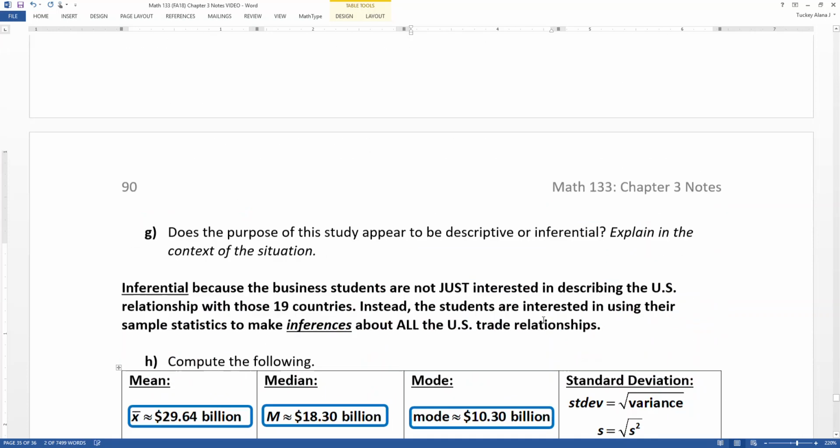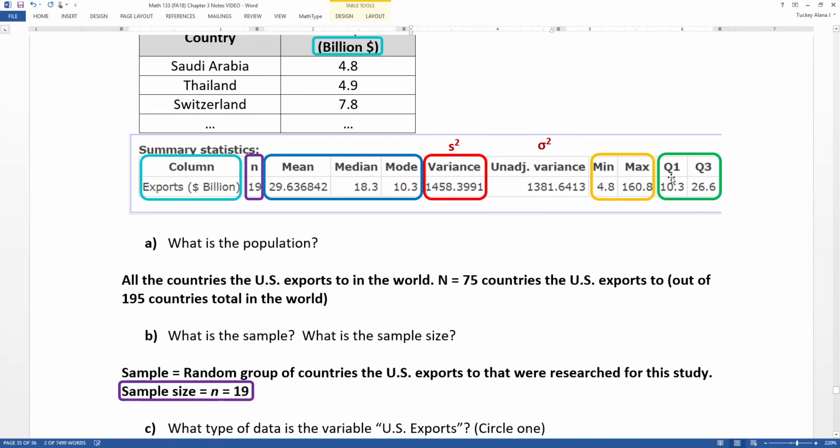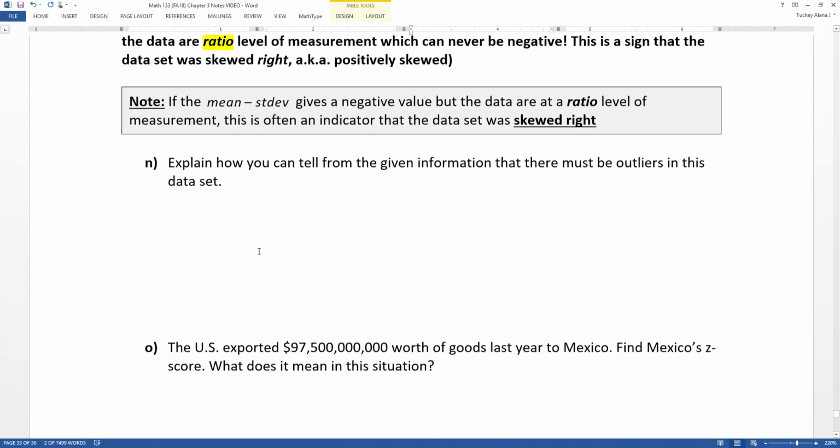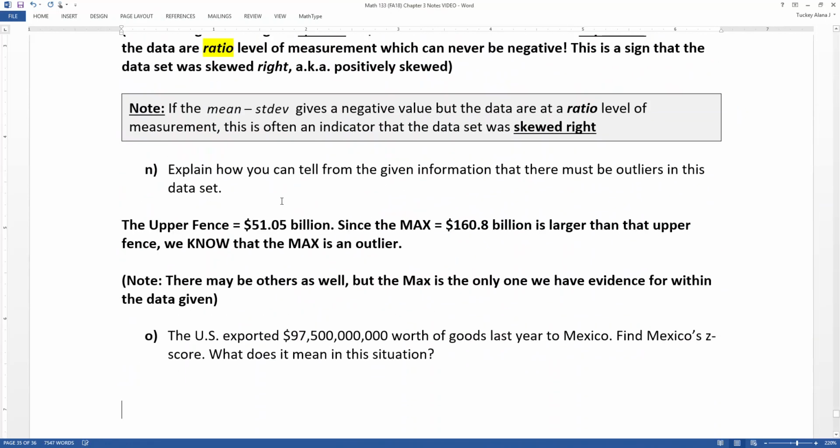And you can see that the max is above that upper fence. So the max value is 160.8, and that's above that upper fence. So you know that at least the maximum is there. All right, so let me type that up. Okay, so the upper fence was 51.05 billion. Since the max, 160.8 billion, is larger than that upper fence, we know that the max is an outlier. Now, keep in mind, there could be other outliers as well, but the max is the only one that we have evidence for within the statistics output given, right? So that's the only one we know about for sure.